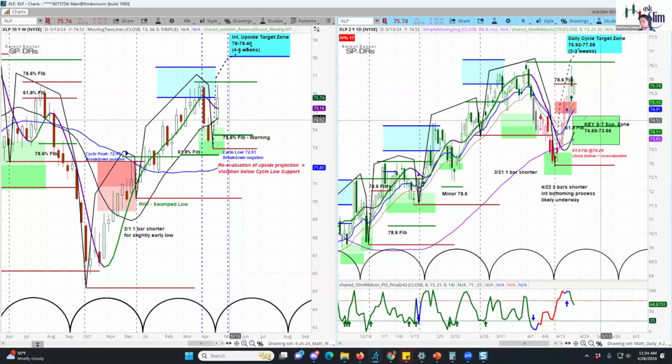What we don't want to see is it close in the short term below that 61.8 fib, which is here around 74.29. That would require reevaluation of this overall analysis and projection on the daily. Back over onto the weekly, 4 to 6 week outlook, intermediate upside target zone of 78 to 79.40. And then in terms of reevaluations, the first warning would be a break below that 78.6 fib. And then if we broke below the cycle low, that would require a reevaluation of the overall analysis and projections. That is the analysis on XLP.